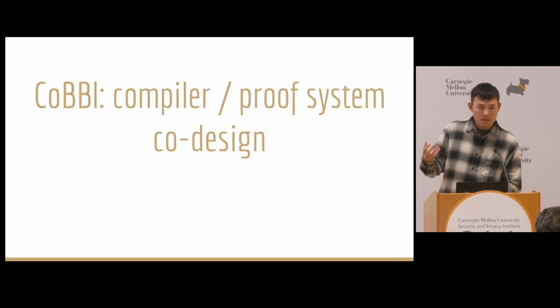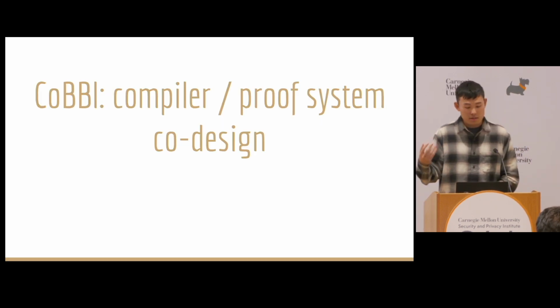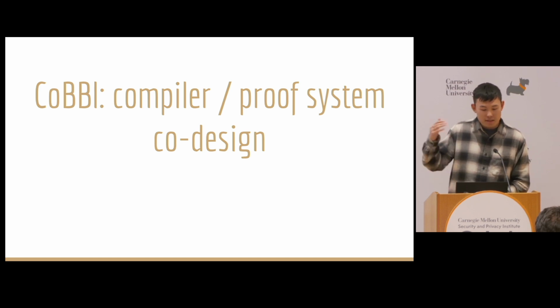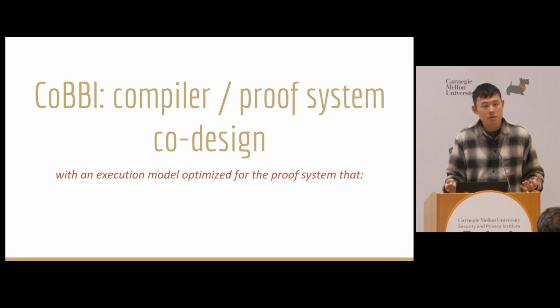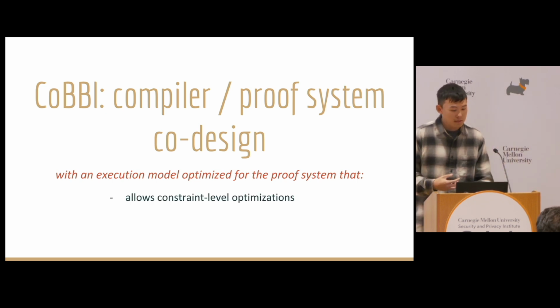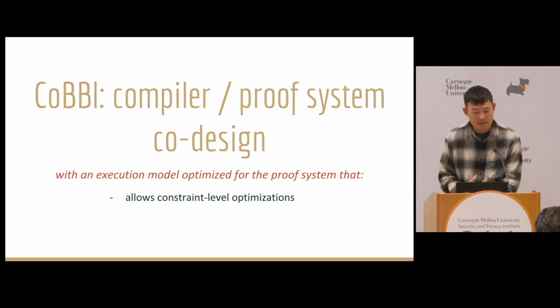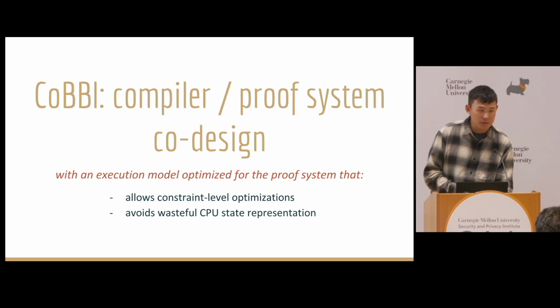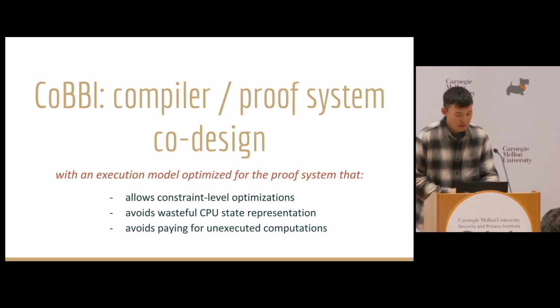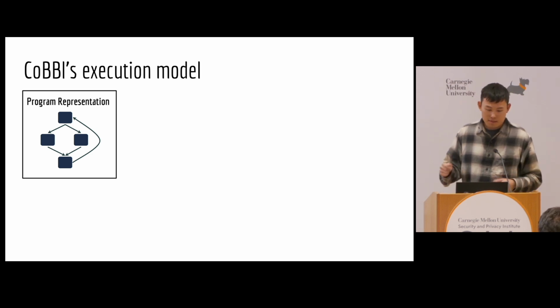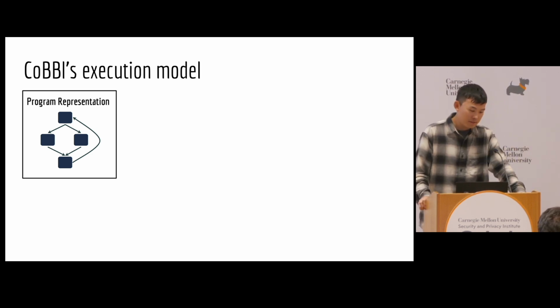And it is the benefits and drawbacks of the existing systems that inspire our design. We ask, is it possible to come up with a compiler and proof system co-design with an execution model optimized for the proof system, such that it allows constraint-level optimizations, avoids wasteful CPU state representation, and avoids paying for unexecuted computation? Well, obviously the answer is yes since I'm standing here, so let me tell you how CoBBI actually does that.